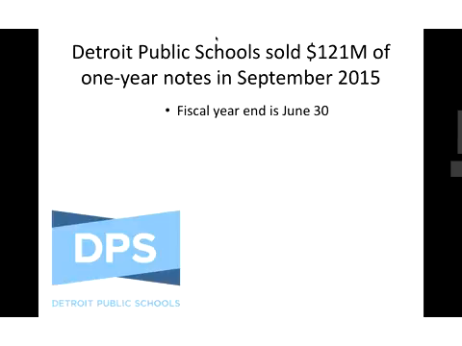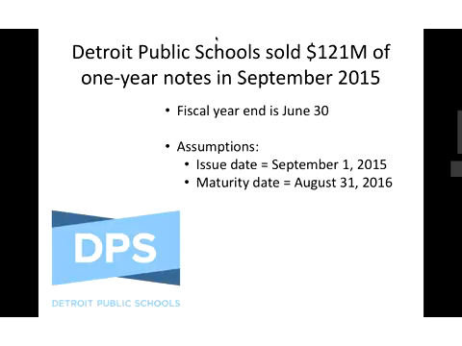Their fiscal year end is June 30th. Kent State's fiscal year end is also June 30th, but they would still prepare financial statements at least every 6 months, probably every 3 months. The assumption I'm making here is we're just going to assume they sold the note September 1st, 2015. The maturity date is August 31st, 2016, and the coupon rate is 6%.